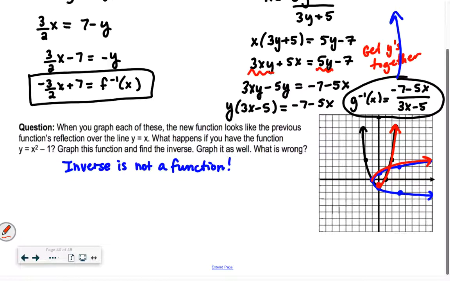Okay, so let's think about their domain and range. So if I pick only the right side, my domain is all the x values that are positive. X is greater than 0. So that means it should have a range when we flip it where all the y values are greater than 0. Right, when you switch all the x's and y's. Does that make sense? So let's do that on these.